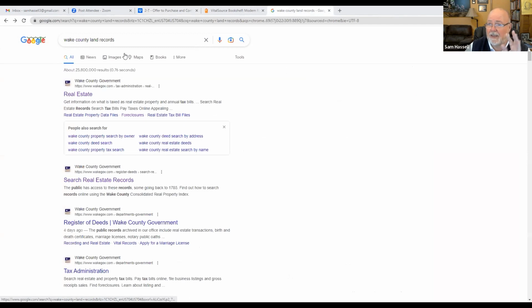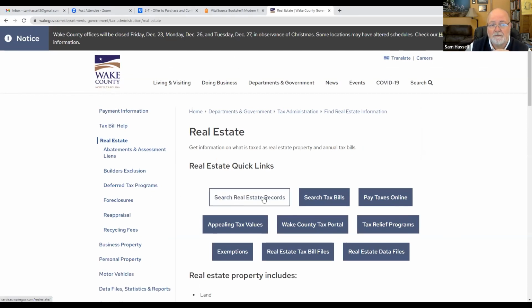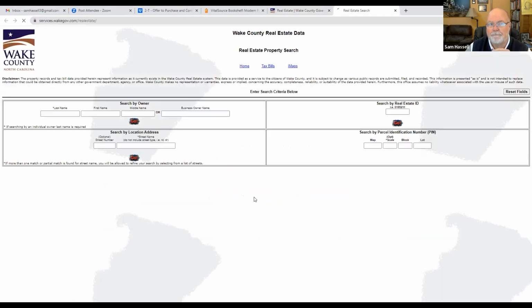I didn't do anything tricky. All right. But if you go out to your particular county, just type in Wake County, in this case, Wake County land records. Right here, first one, real estate. You can find it for your own. All right. It's going to take me to Wake County's land records. Search real estate records. Wow, so far so good, right?